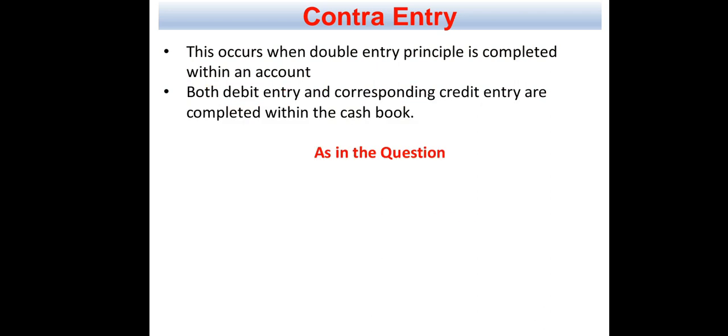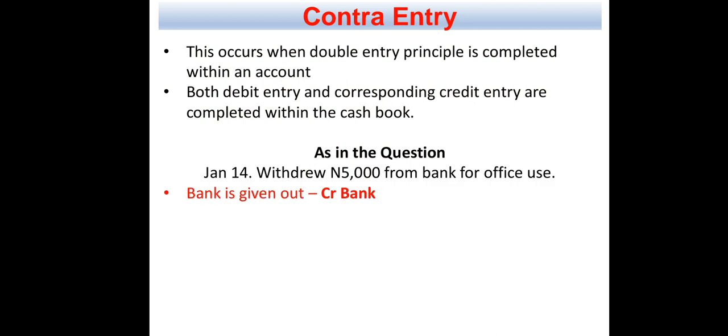Let's look at the entry we are talking about. We drew 5,000 naira from bank for office use. So in this case, money is withdrawn from bank, which means the amount in the bank will reduce. That means we are going to credit the bank account because the bank is giving out. So the money is received into the business, which means cash is received, so we are going to debit the cash book. You can see within the same cash book, we have the debit and we have the credit entry, and such entry is called contra entry, and it is represented by C.